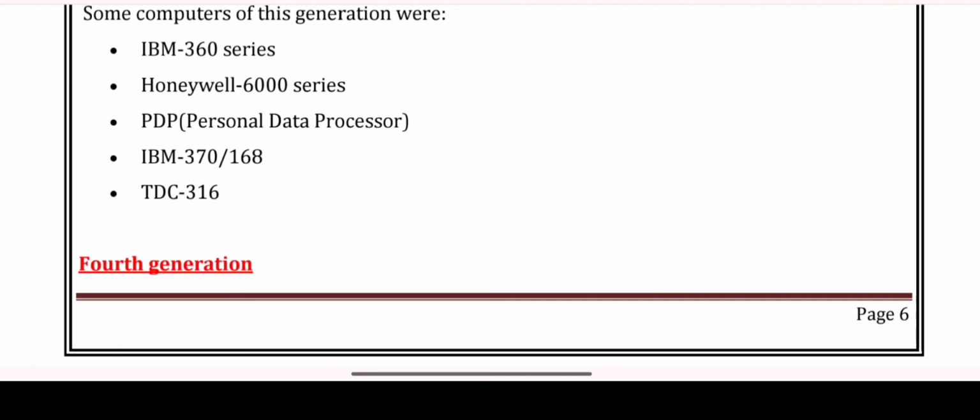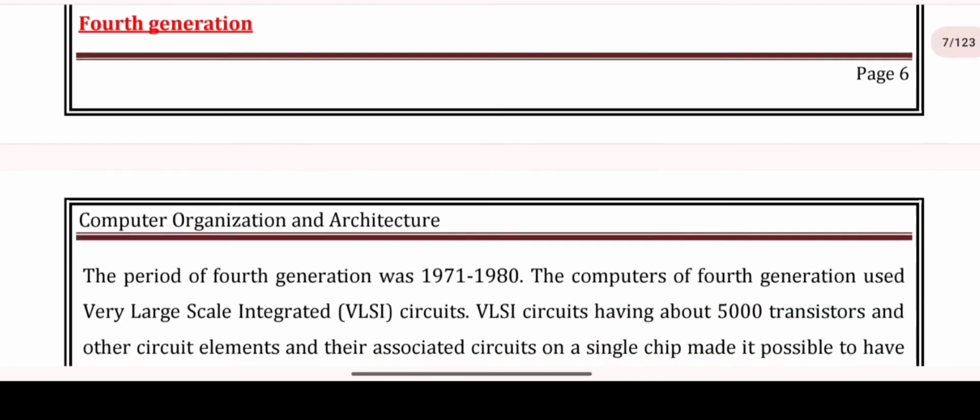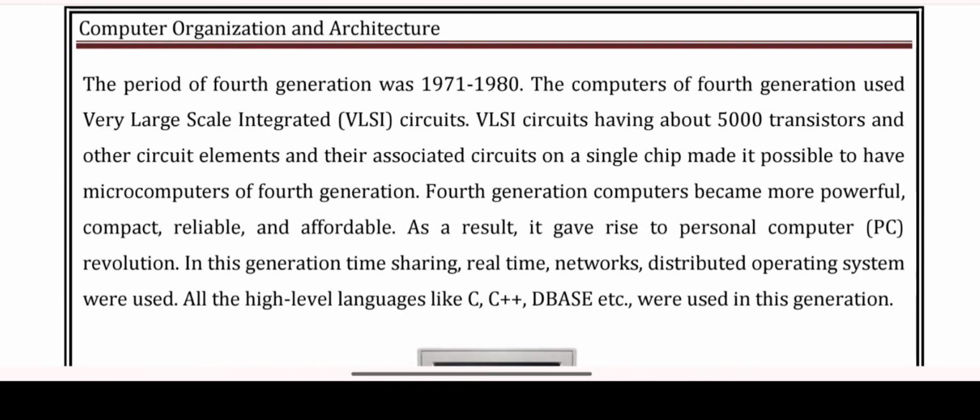Now let's move on to the fourth generation computer. The period of the fourth generation was 1971 to 1980. The computers of the fourth generation used Very Large Scale Integrated (VLSI) circuits having about 5,000 transistors and other circuit elements associated with the circuit. A single chip made it possible to have the microcomputer of the fourth generation.